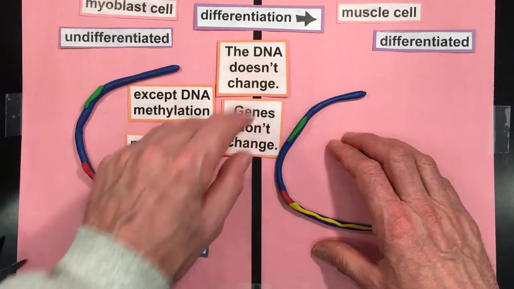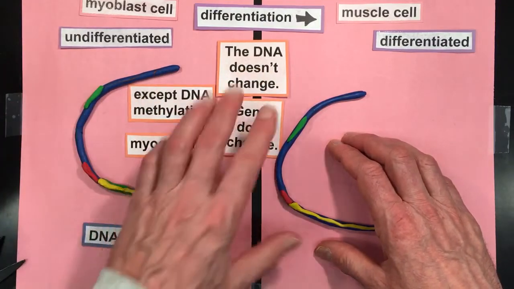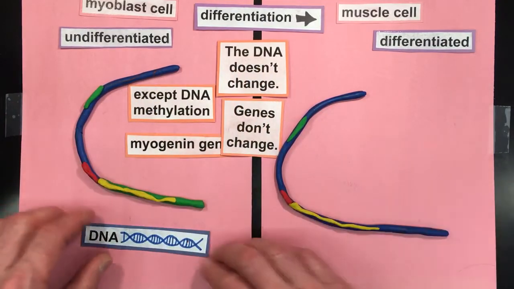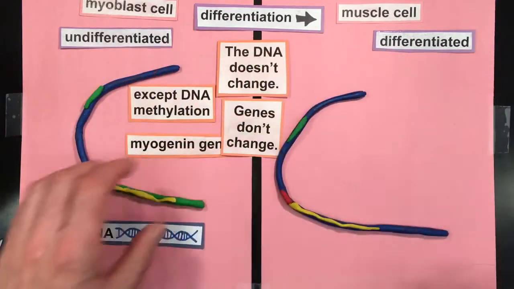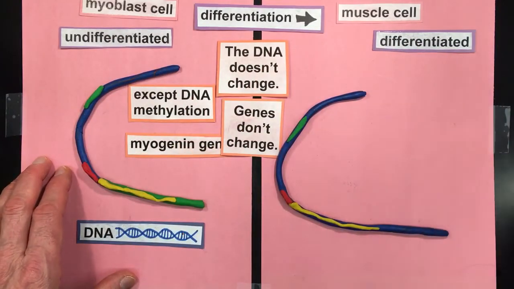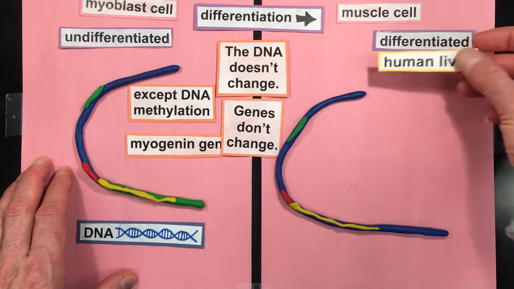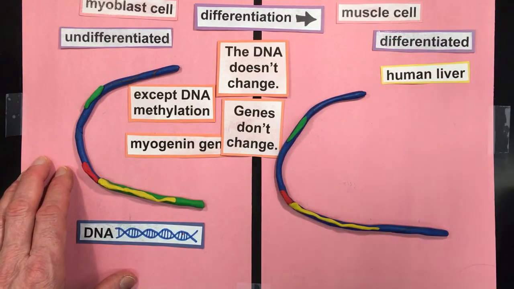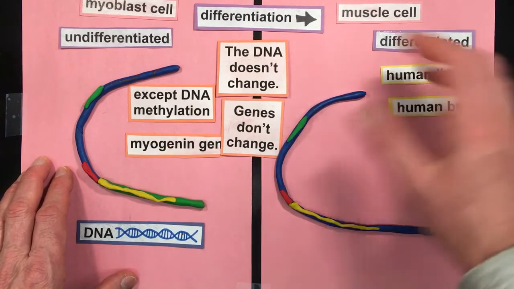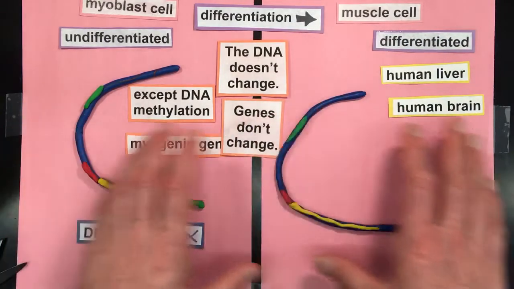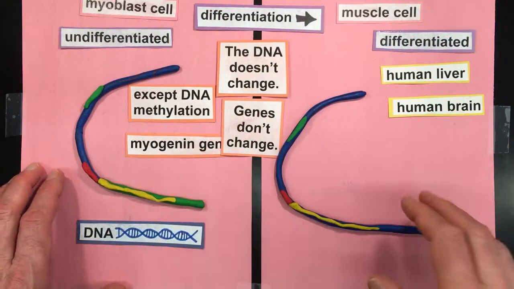Genes don't change. Genes are made of DNA. The DNA sequence doesn't change. Genes don't change. This is true for differentiation in general. So, for example, in a human muscle cell or a human liver cell or a human brain cell, as differentiation occurs, the DNA sequence doesn't change.